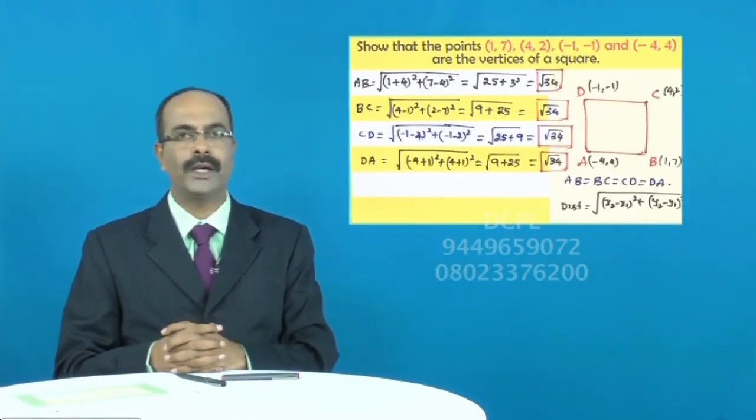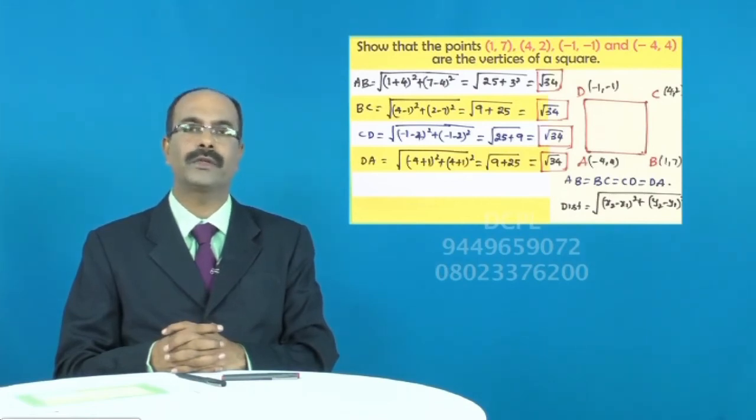But for your 10th standard level, this is sufficient. So we got AB is equal to BC, that is equal to CD, that is equal to DA. Therefore, the four sides are equal. Hope you're understanding this, dear students. So please make a note of this. We shall go to the next question.